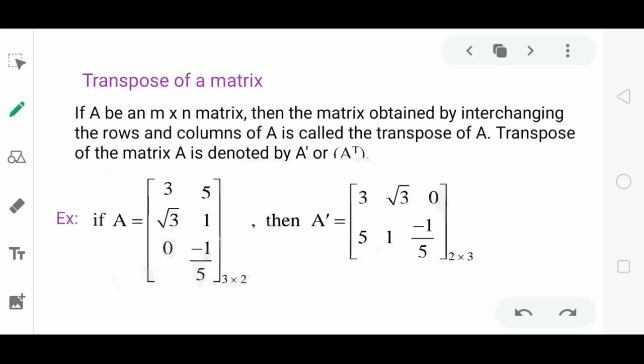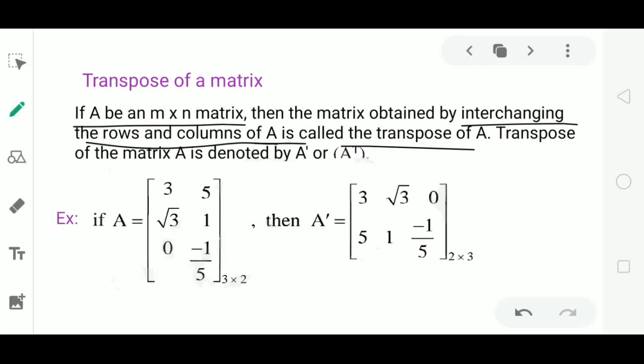If A be an M by N matrix, then the matrix obtained by interchanging the rows and columns of A is called transpose of A. That is, to find the transpose of a given matrix A, we simply interchange the rows and columns of A.